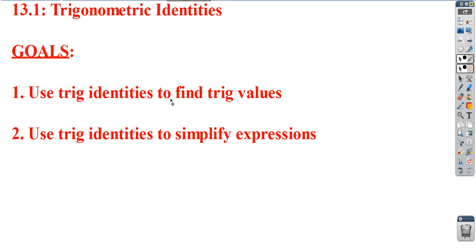So two things that we want to do in this section. Number one is talk about, first of all, what is an identity? I didn't write that there, but that's the first thing. What does it mean to say that something is an identity? And then we'll talk about trig identities in particular, how to use them to find trig values like the sine of something or the cosine of something, and then using them to simplify different expressions.